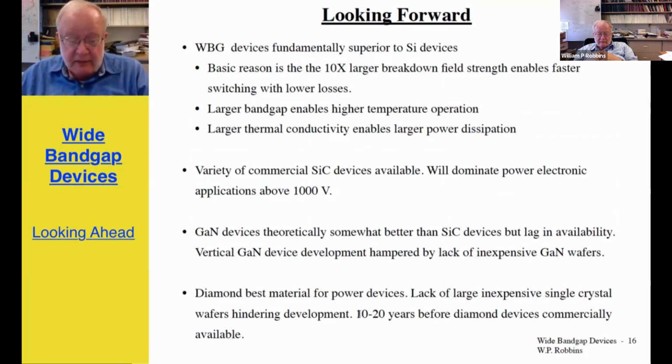In my estimation, it's going to be 10 or 20 years before there's any diamond devices commercially available, and it may be longer. It's going to be a function of the technology development in making large single crystal diamond wafers.